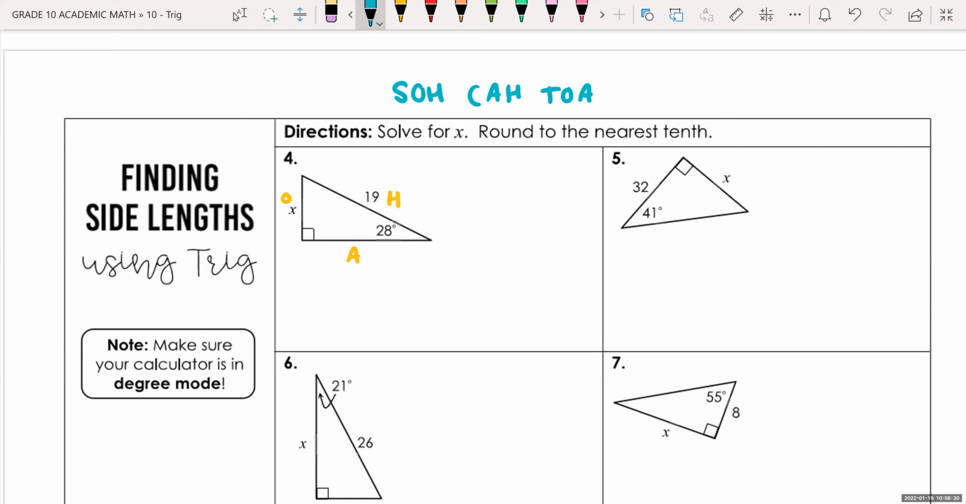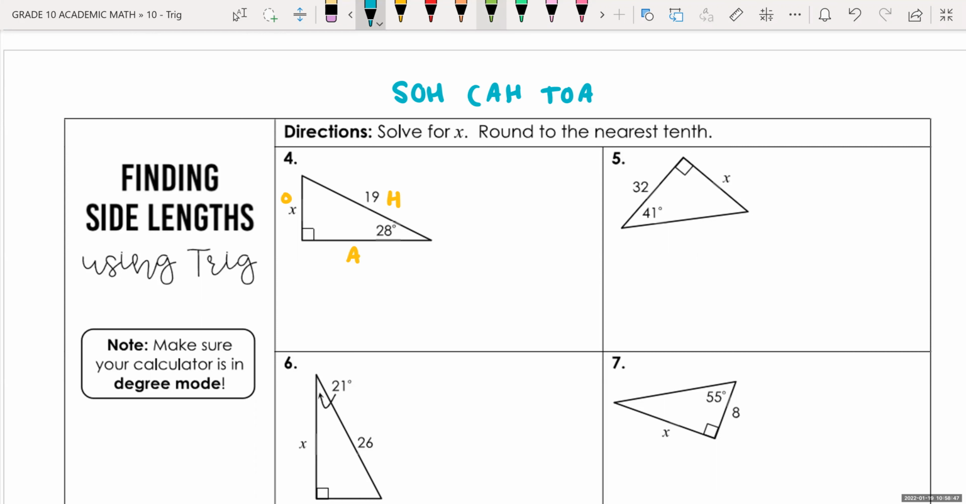Okay, now let's think about this. We have the angle 28 degrees. We're trying to figure out what the opposite side length is, and we have the hypotenuse. Do we have the adjacent side length? No, we don't have the letter A.